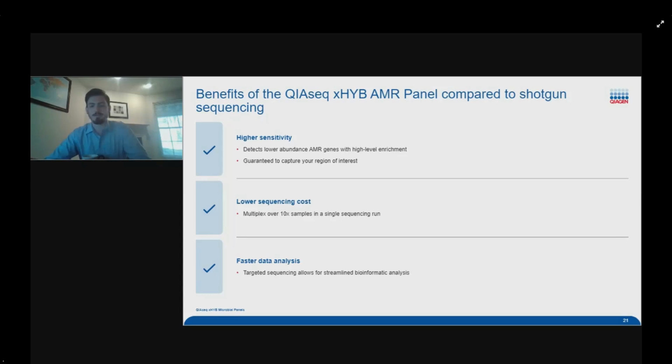With this kit, you'll be able to multiplex 14 different samples on a MiSeq with V2 reagents, which shows quite a large amount in multiplexing as compared to standard shotgun sequencing, which really saves you a lot of money downstream for your sequencing reagents. And with that, since this is a targeted panel and you don't have to do full de novo alignment of your whole genome, it is a faster data analysis turnaround time as well.